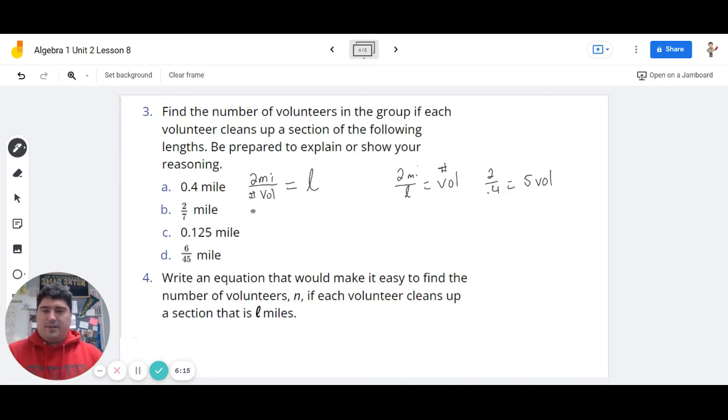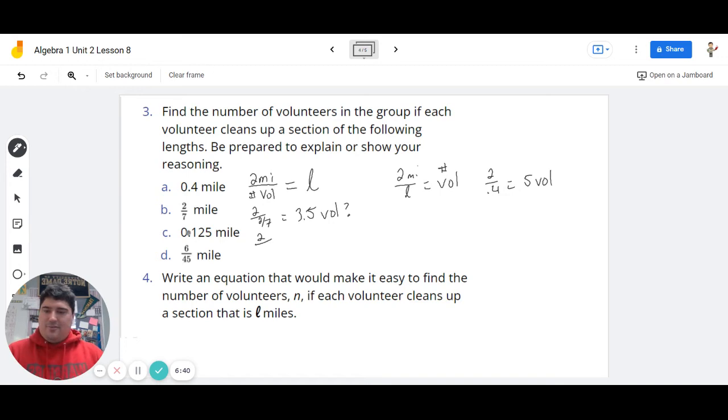Same thing with this one. 2 divided by 2/7. Okay. So that would be 14 over 4, or 7 over 2, or 3.5 volunteers. That's kind of weird that you would have like a half of a volunteer, but here we are.